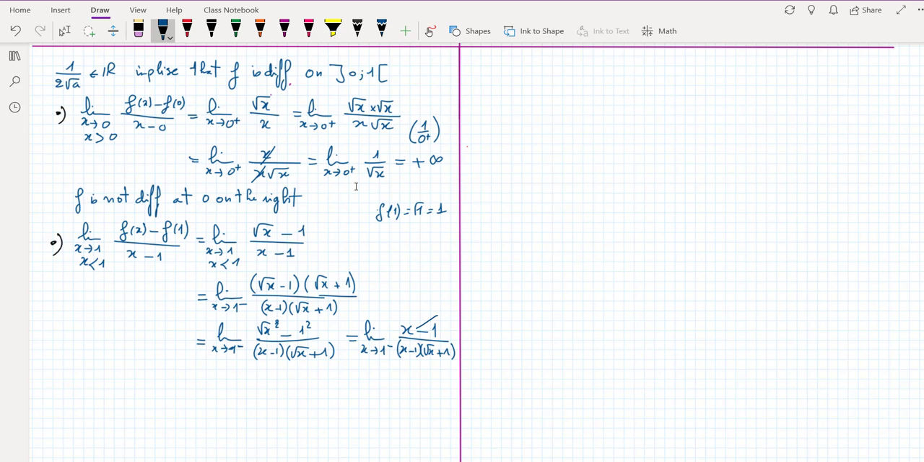We can now simplify by x minus 1, and the limit will become x tends to 1 minus of 1 over root x plus 1. If we replace now by 1, we will find 1 over root 1 plus 1, which is 1 over 2. It belongs to R, so f is differentiable at 1 on the left.